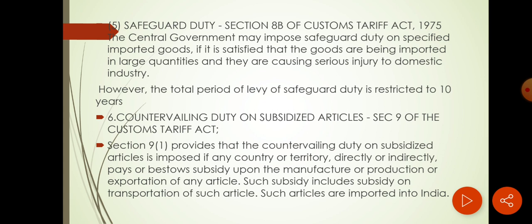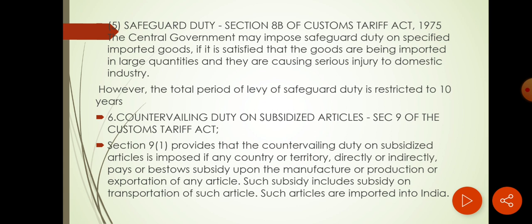And countervailing duty, one more duty levied apart from basic customs duty, is the countervailing duty on subsidized articles. It is given under section 9 of the Customs Tariff Act. Here section 9 subsection 1 provides that it is the duty levied on the subsidized articles. It is imposed if any country or territory directly or indirectly pays or bestows subsidy upon the manufacture or production or exportation of any articles. Such subsidy includes subsidy on transportation of such articles.